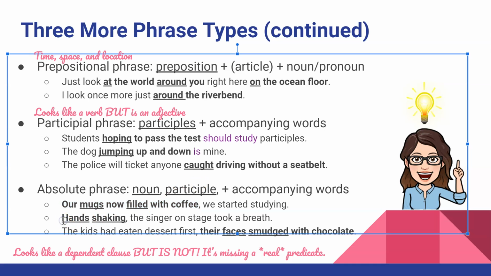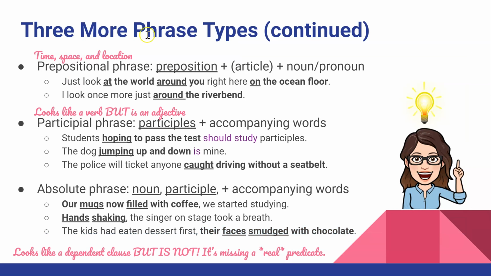All right. Same thing here. This is a shorter one. Hands shaking, the singer on stage took a breath. Hands, noun, shaking, participle, describing the singer. Okay, there's no real main verb in here. Now, here's an example of a longer one, and this is an absolute phrase at the end of the sentence instead of the beginning. The kids had eaten dessert first. How can I tell? Their faces smudged with chocolate. Faces, noun, smudged, participle. Smudged looks like a real main verb, but it's just describing the word faces. It's a participle.